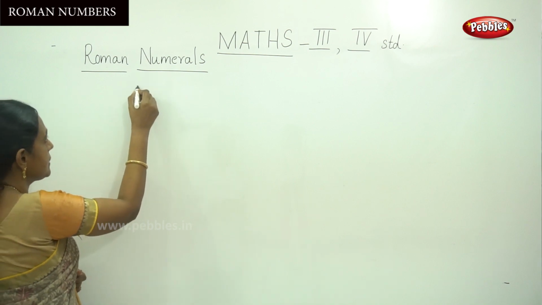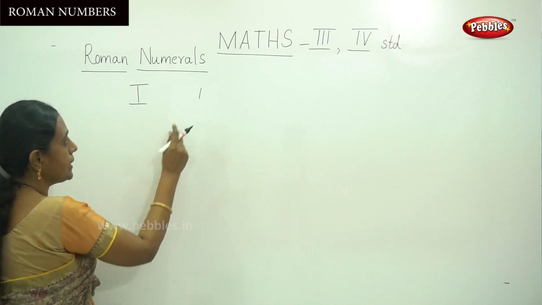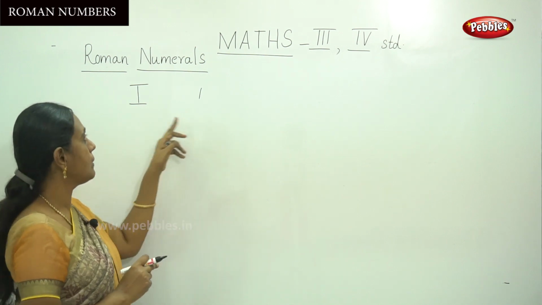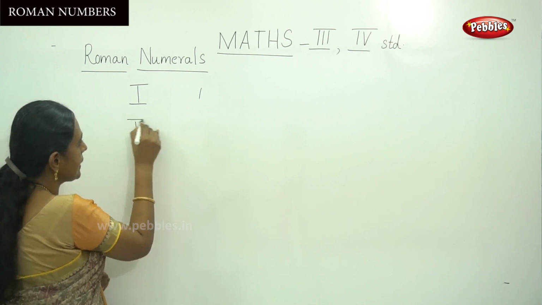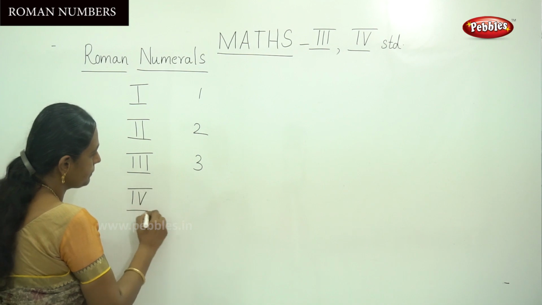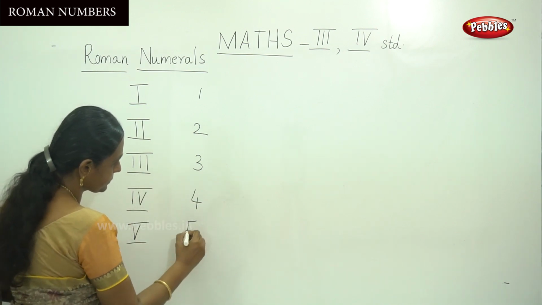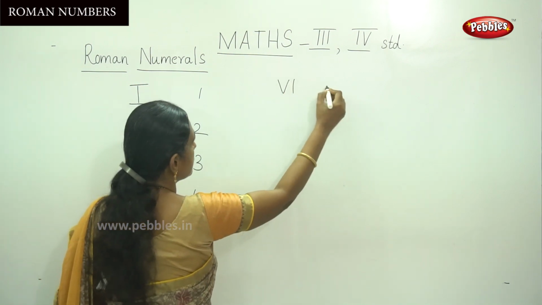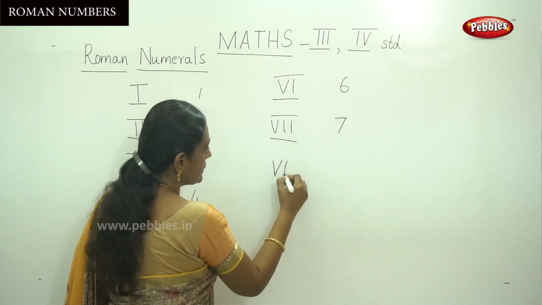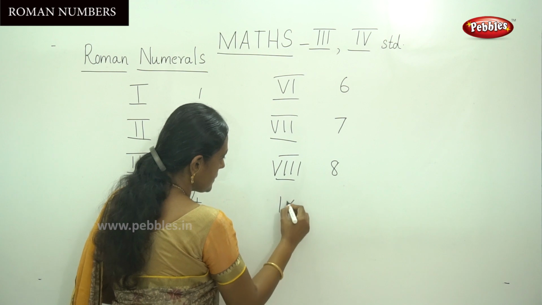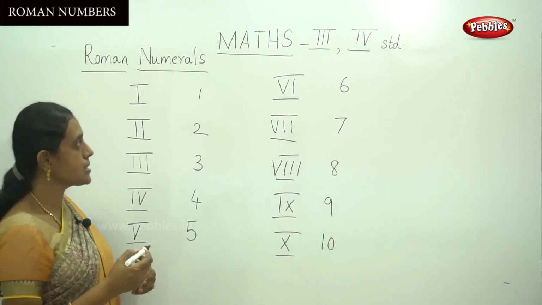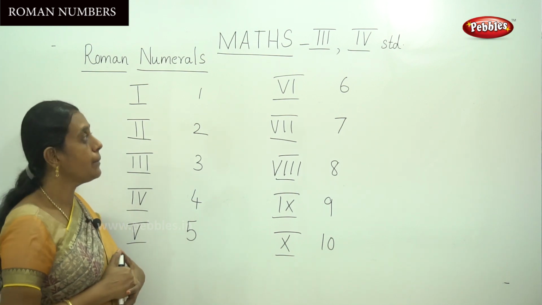First, this is 1. This is a Hindu-Arabic number and this is a Roman numeral. This column is the Hindu-Arabic, the normal usage of our numbers, and this is the Roman numeral. And then 2 and 3, and 4, and 5, and 6, and 7, and 8, and this is 9, and 10. So in your 3rd standard, you start to learn about Roman numerals.